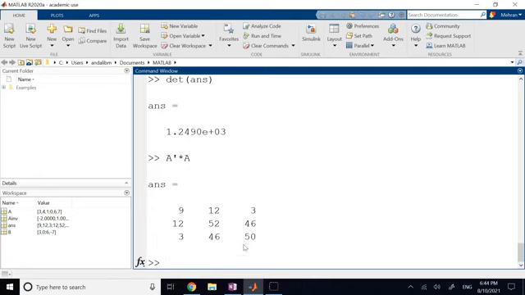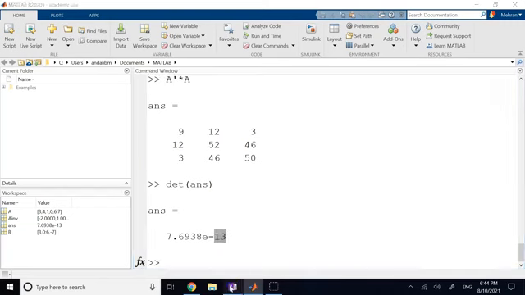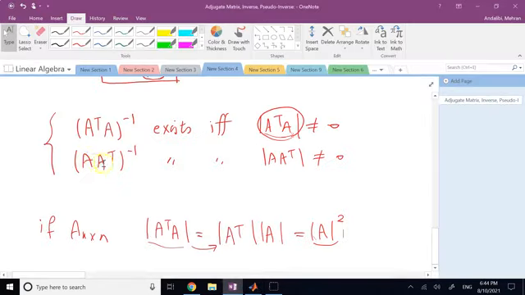it's a 3 by 3. Does it have a determinant? Yes. But look at the determinant. You see, it's almost 0, right? 7.69 times 10 to the negative 13 is almost 0. And when it's almost 0, it means what? It means this guy is not going to exist, right?